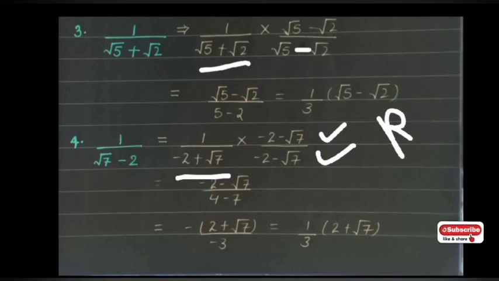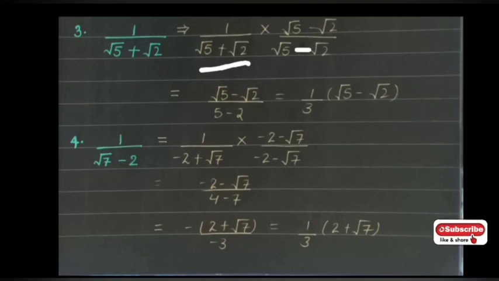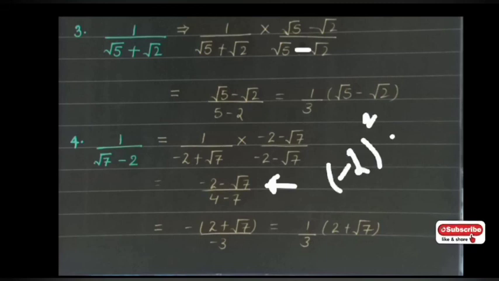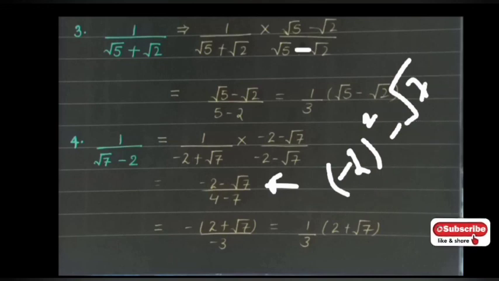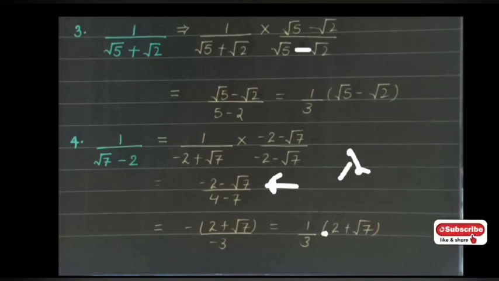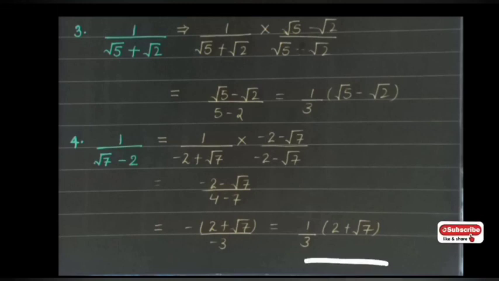That would become 1 multiplied by minus 2 minus root 7, which is minus 2 minus root 7, and in denominator you have minus 2 square minus root 7 square. So minus 2 square is going to be 4, and root 7 square is 7. So 4 minus 7 is minus 3. You can take out minus sign common, and the answer that you are going to get is 1 by 3 into 2 plus root 7. Here it is the end of the video, and we have completed the exercise 1.5.